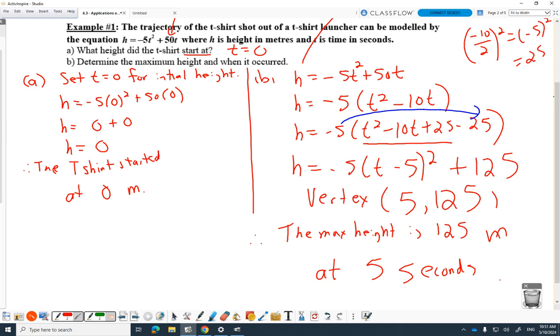Oh, yeah, good question. I'll put it on there. Why is it positive 5? Right there. We get it from here. But the one in the brackets, we switch the sign, yeah, because it moved right 5.